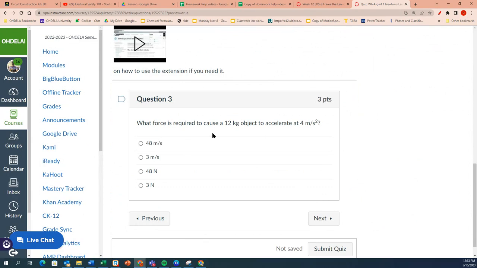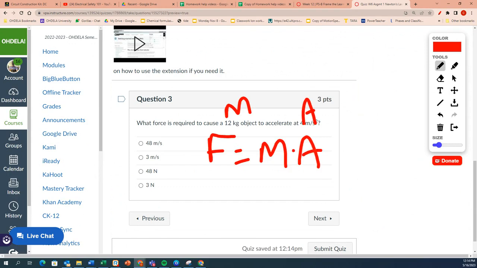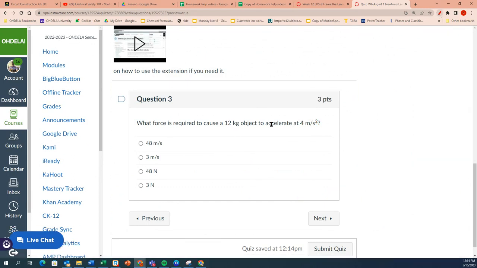What is the force needed to cause a 12 kilogram object to accelerate 4 meters per second squared? There's my mass, there's my acceleration. So I use that force is equal to m times a. So 12 times 4 gives me 48 newtons. And remember, newtons is my unit here. Meters per second is a velocity.